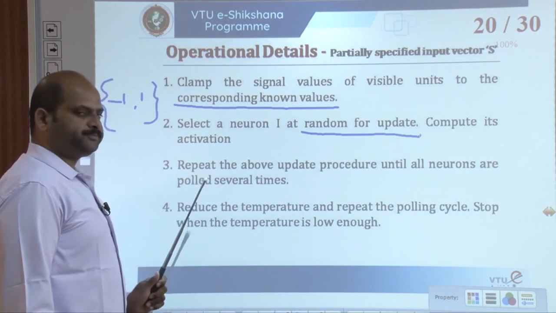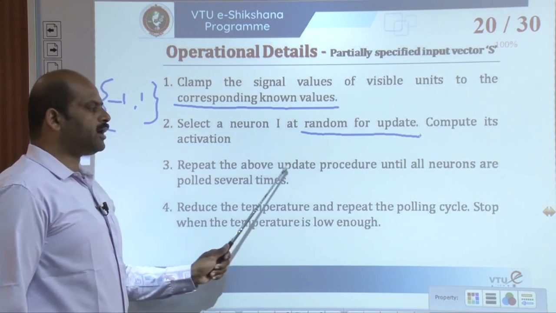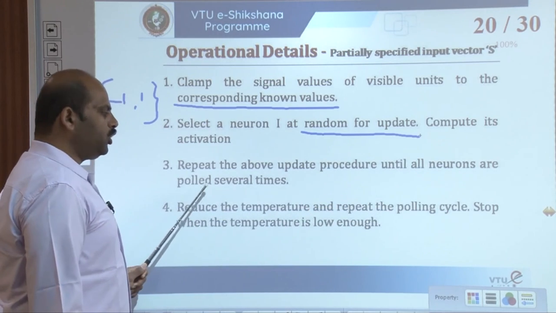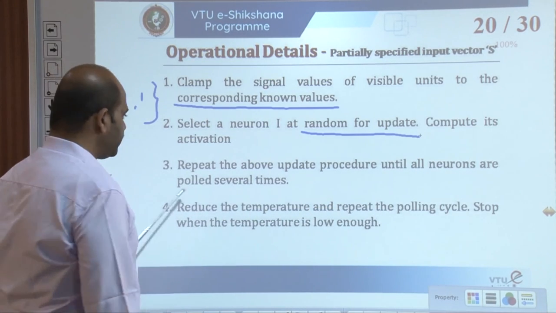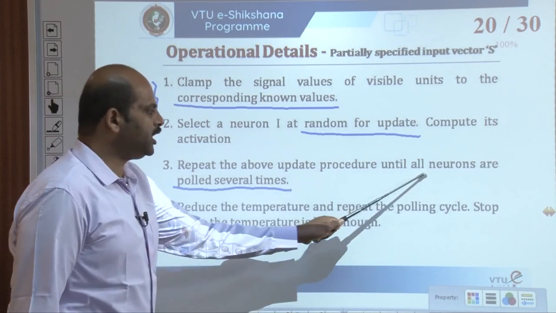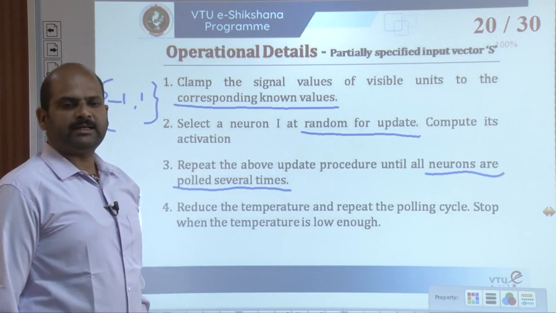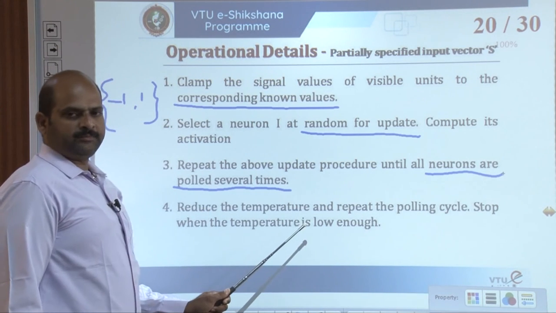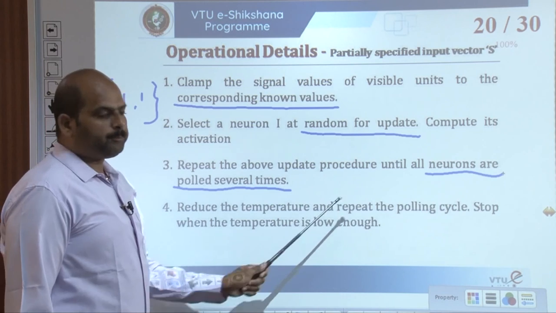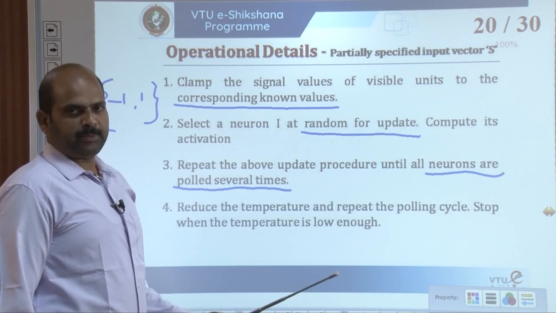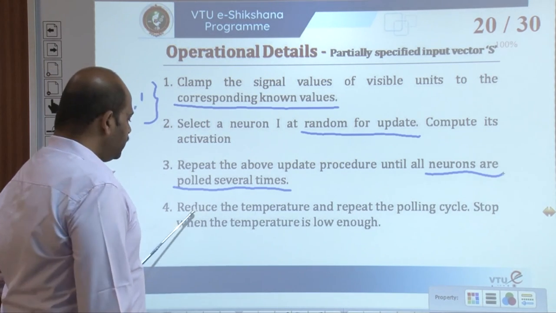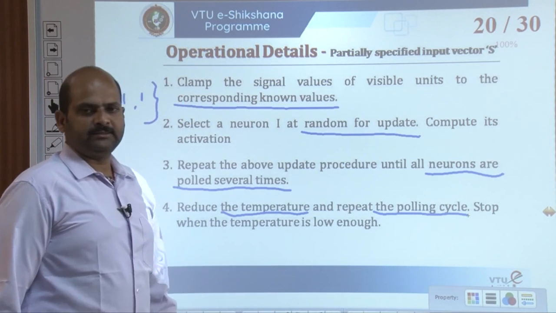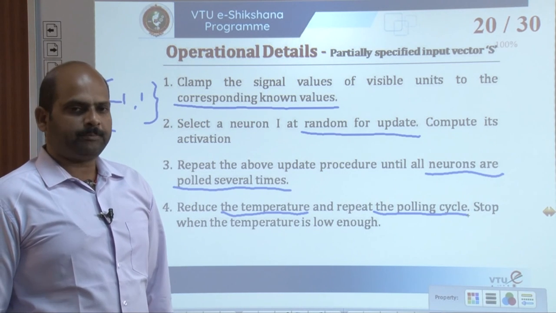Come to the third procedure. We need to repeat the above update procedure until all neurons have been polled several times. We have to underline this: neurons must be polled several times. Later, we have to reduce the temperature and repeat the polling cycle. Reduce the temperature and repeat the polling cycle. Later, we have to stop.